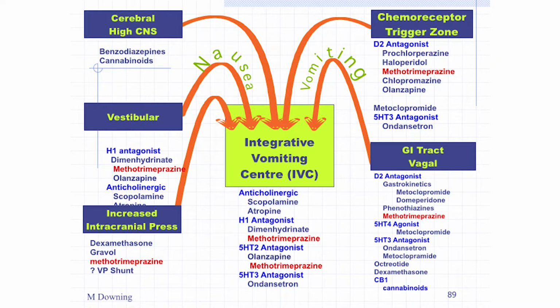And as a specific example, I put Metoclopramide in red, and you can see that it's actually in 5 of the different areas that cause nausea and vomiting. Again, just an illustration of how complicated this is. And now I'm going to try and make it simpler.